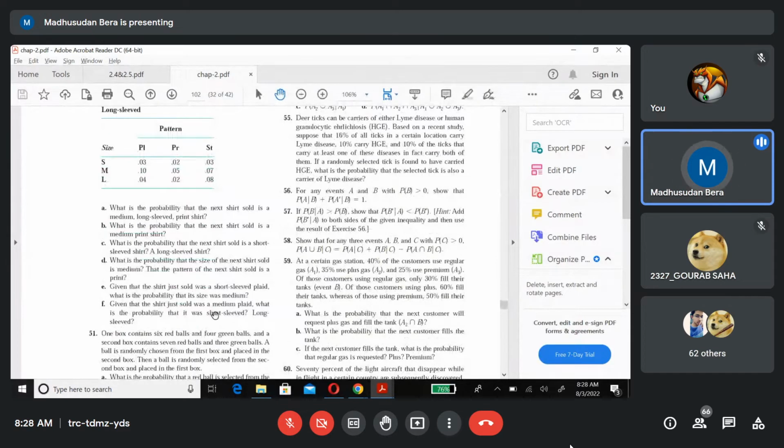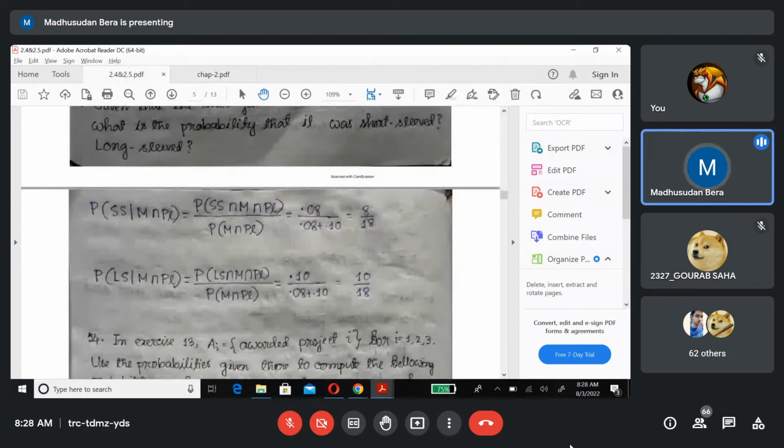Given that the shirt just sold was medium and plaid, so M intersection PL is given. What is the probability that it was short sleeved or long sleeved? Two questions are there. Medium and plaid is given, so M intersection PL is given. Then the probability of short sleeve: SS given M intersection PL. Similarly, LS given M intersection PL. It is calculated just like the earlier way.